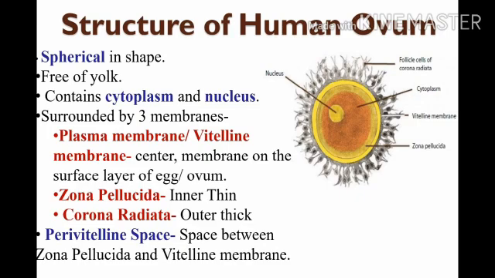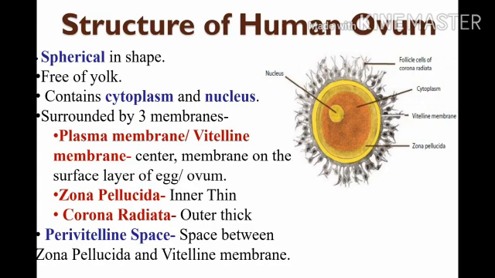This egg is surrounded by three membranes. That is the plasma membrane, which is also known as the vitelline membrane. This membrane forms the surface layer of the egg or the ovum. Inside this plasma membrane is the inner thin zona pellucida, and outside it is the outer thick corona radiata.